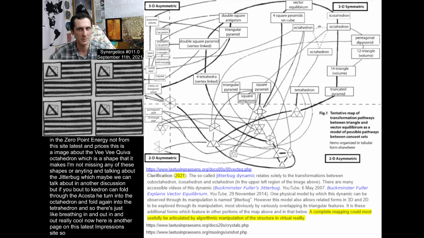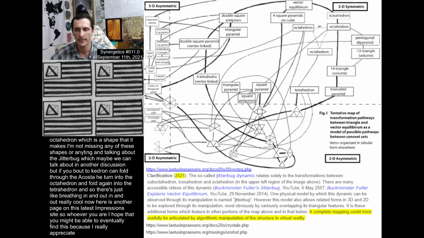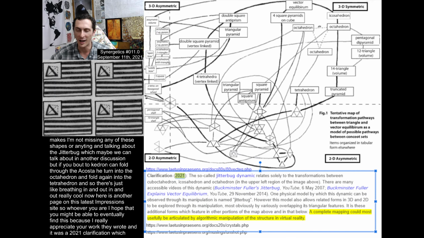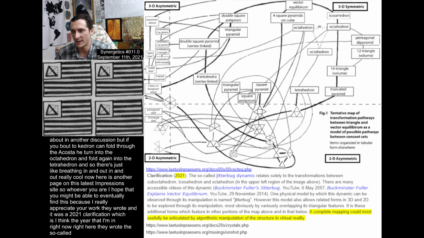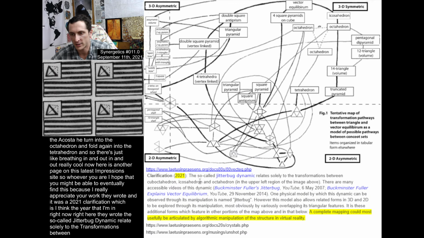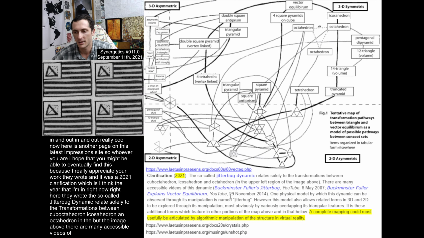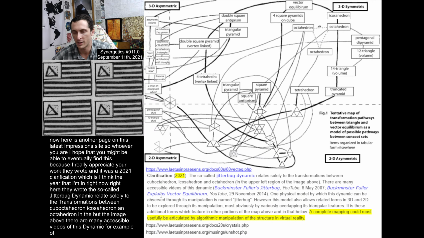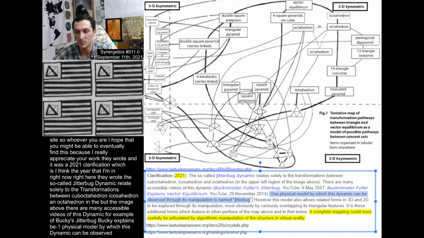Whoever you are, I hope that you might be able to eventually find this because I really appreciated your work. They wrote, and this was a 2021 clarification, which is I think the year that I'm in right now, the so-called jitterbug dynamic relates solely to the transformations between cuboctahedron, icosahedron, and octahedron in the upper left image of the image above. There are many accessible videos of this dynamic. For example, Bucky's jitterbug, Bucky explains VE. One physical model by which this dynamic can be observed through its manipulation is named jitterbug.